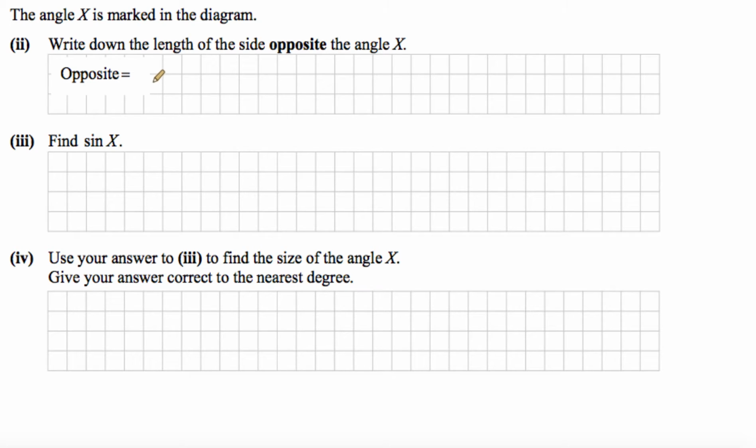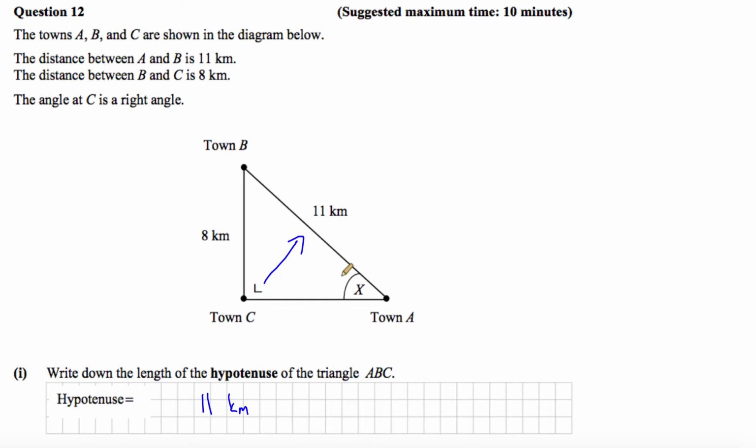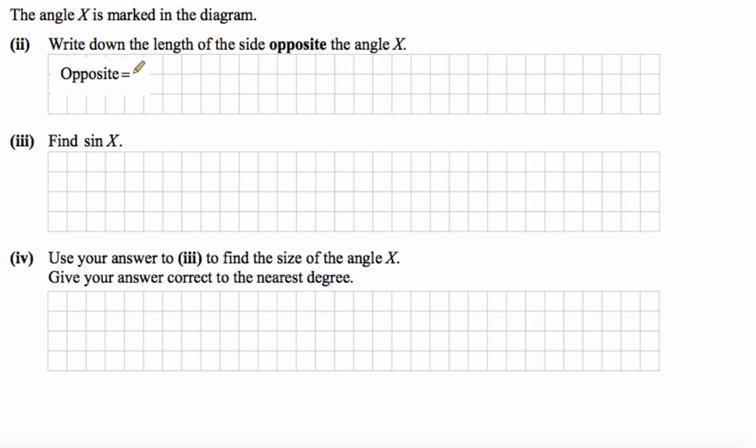Part 2 says the angle X is marked in the diagram. Write down the length of the side opposite the angle X. So the angle X is here. So the side opposite X would be this one here, which is 8 kilometers.